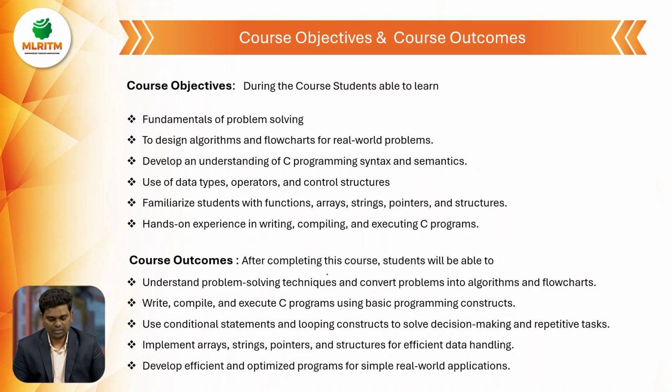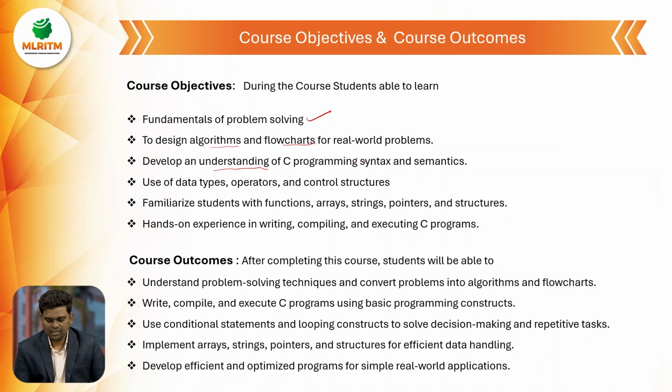So here, what do you mean by course objective means during the course, what are the things students are able to learn. So here are the things which they are going to learn. The first one is fundamentals of programming languages. So that is nothing but the basic things the students are able to learn. Then after that they are able to learn about the algorithms and flowchart for the real-time problems. So by using these two concepts in real-world problems, they can analyze step-by-step process and they can represent it in the flowcharts. After that, they can understand the C programming syntax and semantics.